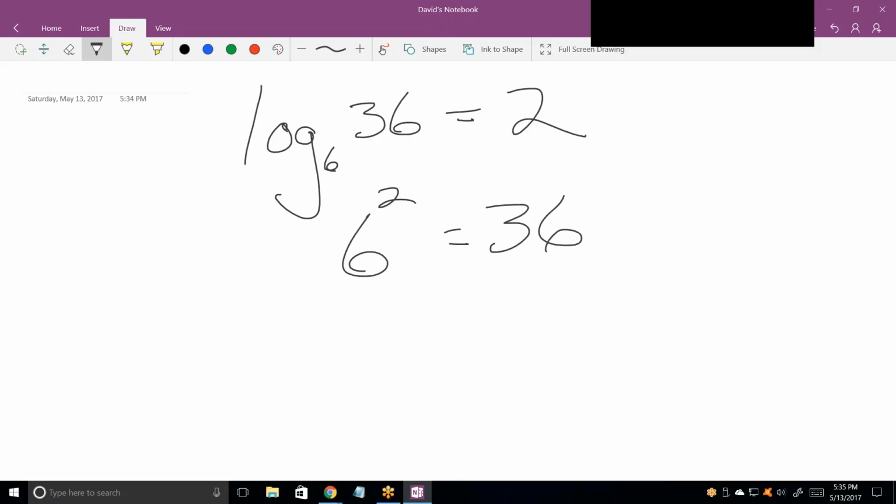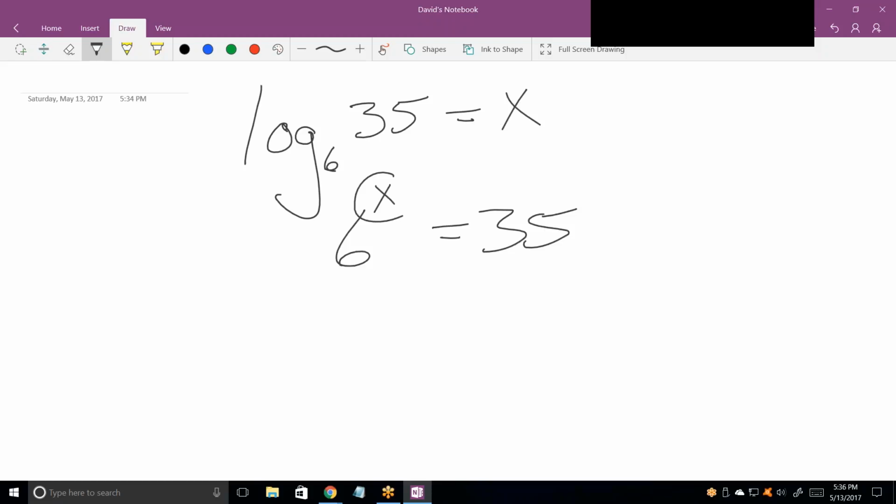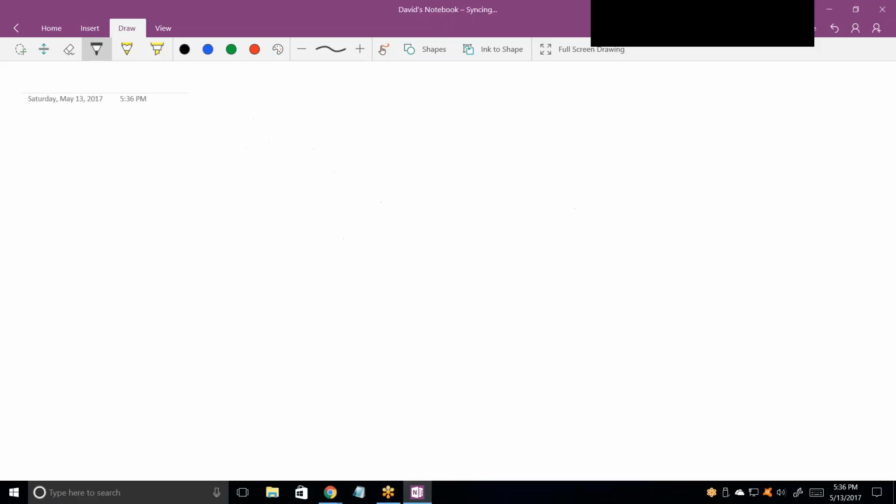That makes sense. I wasn't even thinking about it logically. Well, of course, right? You wouldn't want to come up with 2 to the 6th power equals 36. But a lot of times these aren't going to be easy. If I put a 35 there and say this is x, that means that 6 to the x equals 35, and x is not an integer. It's some number between 1 and 2. Go ahead, what else you got?